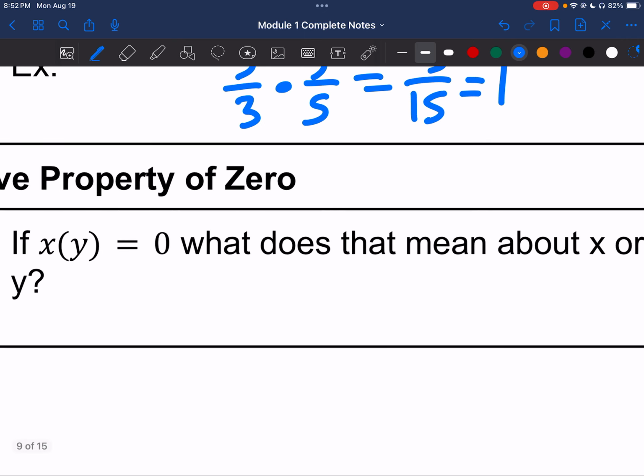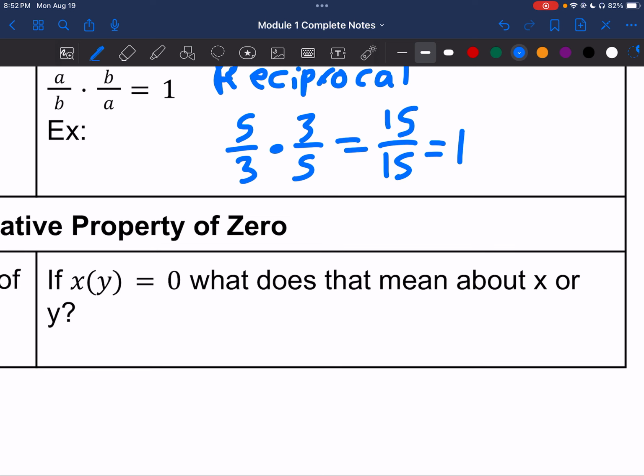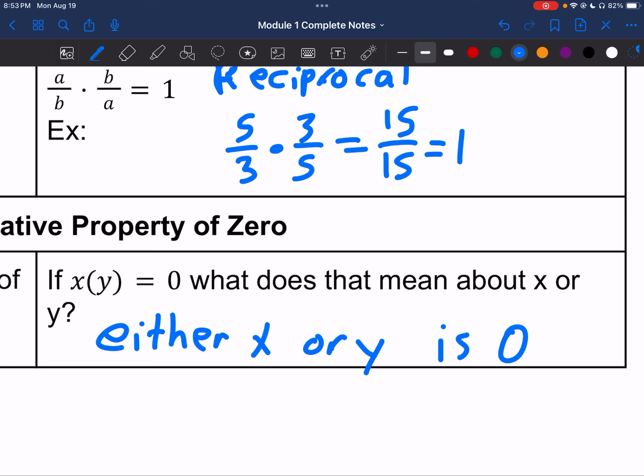So now let's take a little bit of a logic leap here. If x times y is equal to 0, what does that mean about x or about y? Well, if they're going to be equal to 0, and we know that anything times 0 equals 0, we can say that either x or y is 0. And potentially they could be both 0, because 0 times 0 would still be 0.